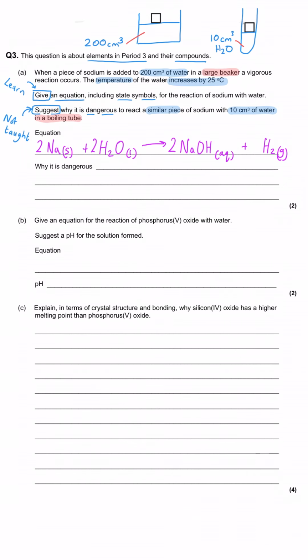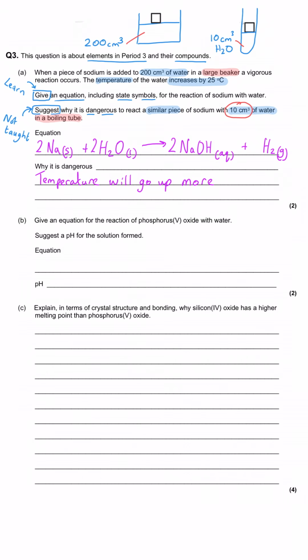And then for the explanation of why it's dangerous, well, this new proposed volume of 10 cm³ is actually 20 times smaller than the original volume. And so you'd expect the temperature to rise by 20 times as much, because the energy gets spread out around the water molecules that there are. And when there are fewer water molecules, each molecule will get a bigger proportion of the energy. Now, for just this one mark, we don't need to go into quite that depth.